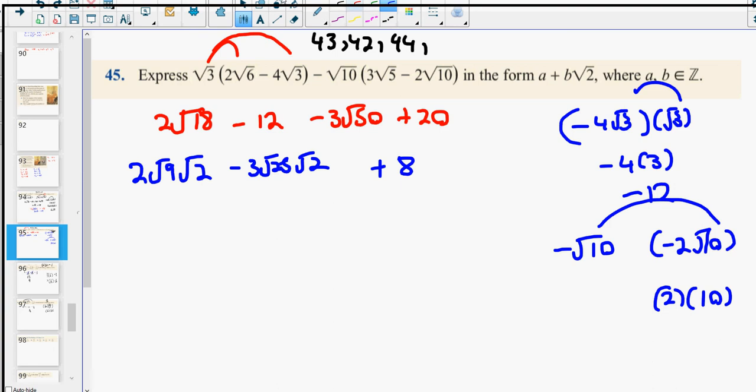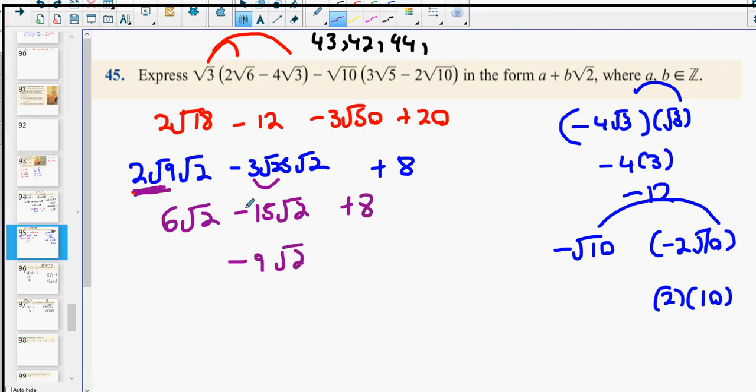This is where things get a bit more complex. That's 2 times 3, isn't it? See the purple thing there? 2 times root 9? 6 root 2. 3 times root 25 minus 15 root 2 plus 8. 6 take away 15 minus 9 root 2 plus 8.